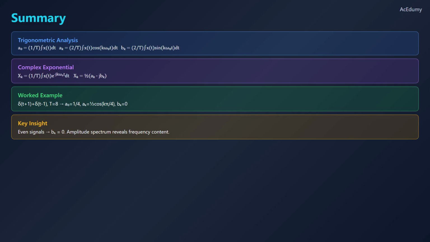In this lesson, we derived the Fourier series analysis equations for finding coefficients from a periodic signal. We learned the trigonometric form with the ak and bk integrals and the compact complex exponential form with Xk. We applied these formulas to compute the coefficients of a periodic impulse signal. Key insight: even signals have 0 bk coefficients, and the amplitude spectrum reveals the frequency content of any periodic signal. This completes our introduction to Fourier series analysis.